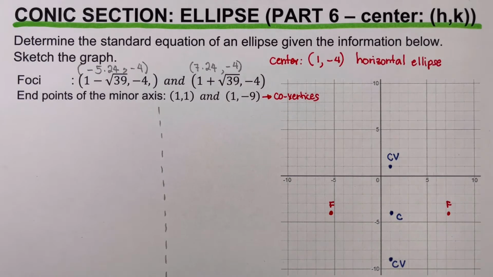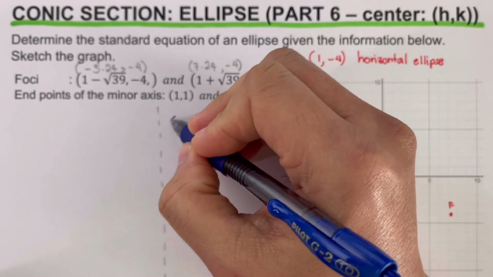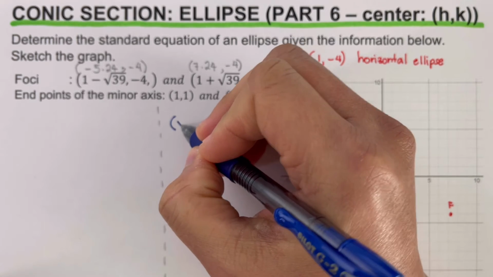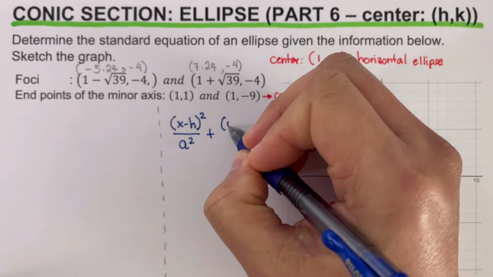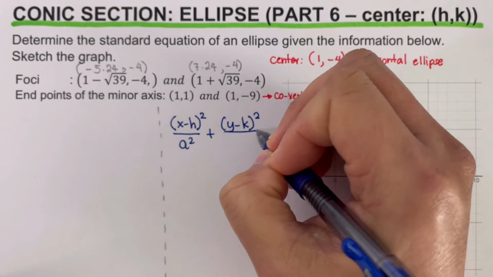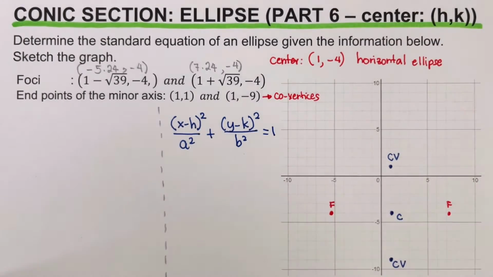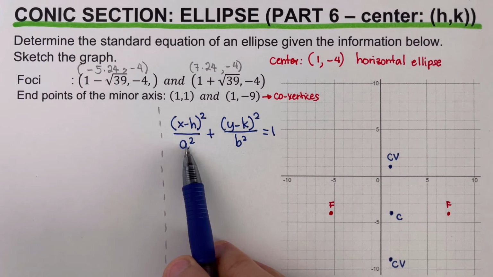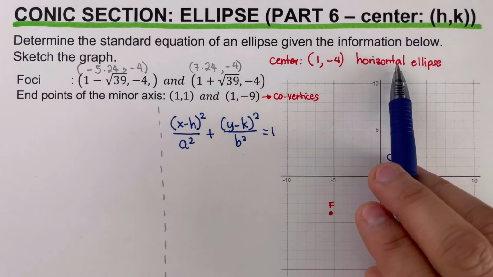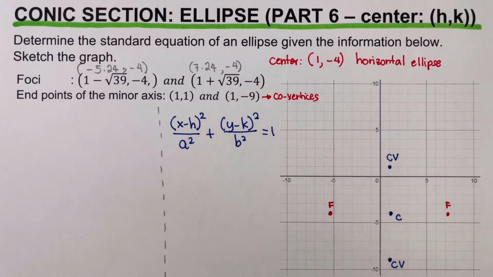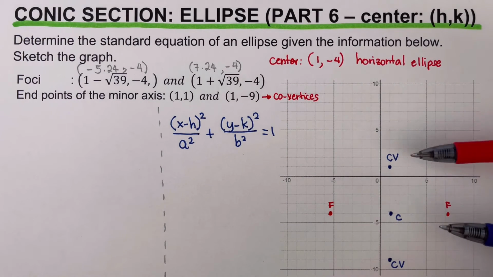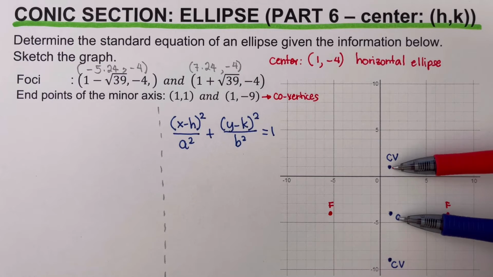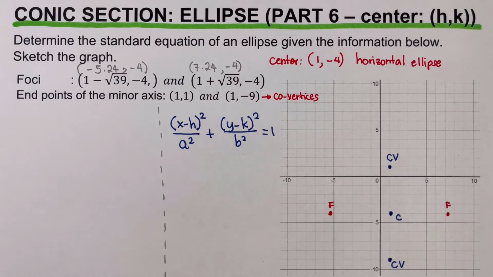Since this is a horizontal ellipse, we can go ahead and write the general formula for a horizontal ellipse, that is (x - h)^2 / a^2 + (y - k)^2 / b^2 = 1. Now notice that our a squared, which is the bigger value, is under the x, because again, this is a horizontal ellipse. Since we are given the co-vertex, we actually have a value for b. Remember that the distance from the center to the co-vertex is represented as letter b. So I can go ahead and write that up here.